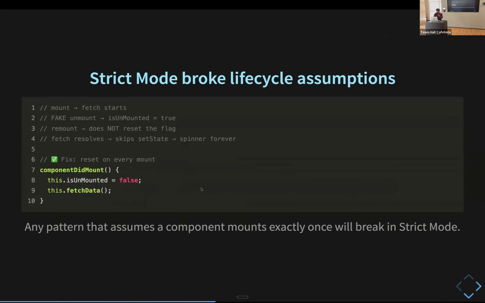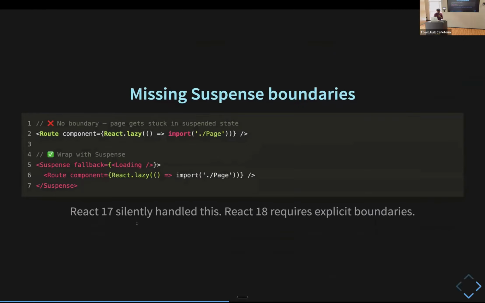Then there are things around strict mode. As I mentioned earlier, your assumption that unmounting can only happen in one step is now completely incorrect. Your application can mount, unmount, and remount instantly. It would expose a lot of bugs, like where you're maybe maintaining a state like isUnmounted and all that. Your assumptions would start breaking and would expose a lot of other issues. So this is something you should look for if you're going around this upgrade.